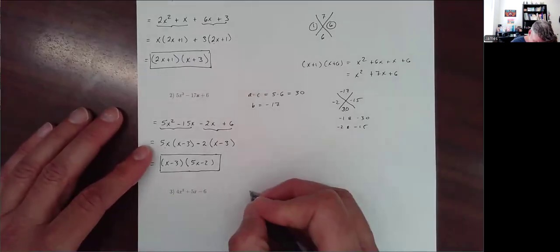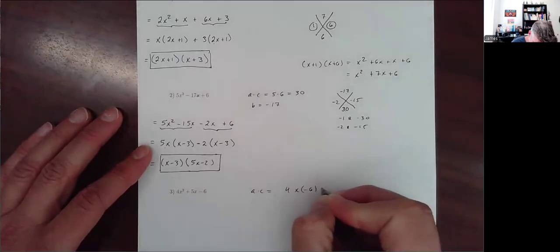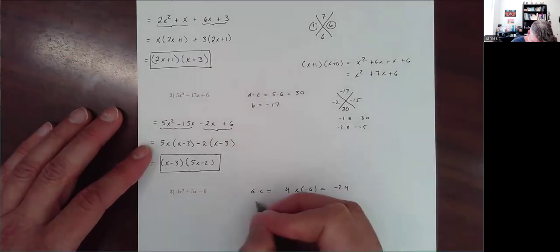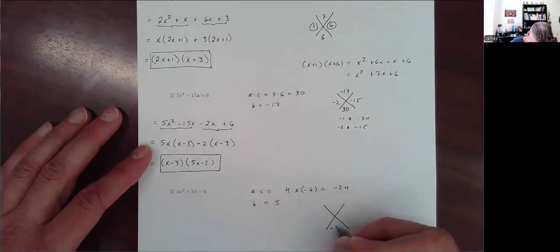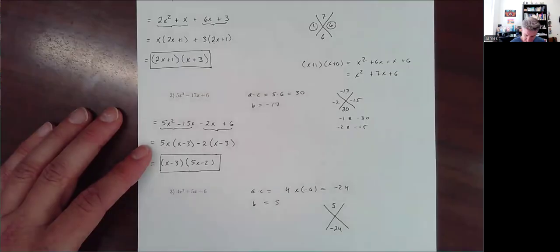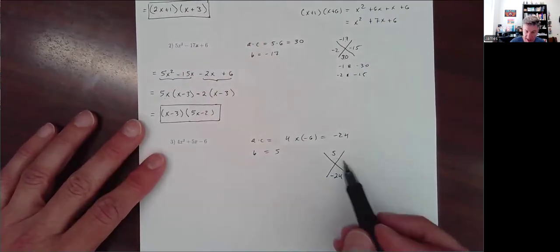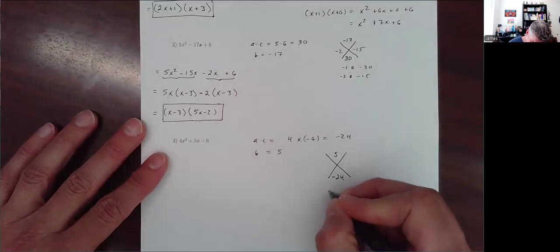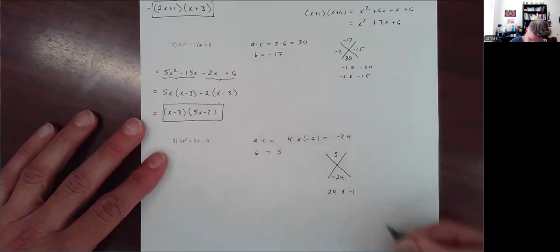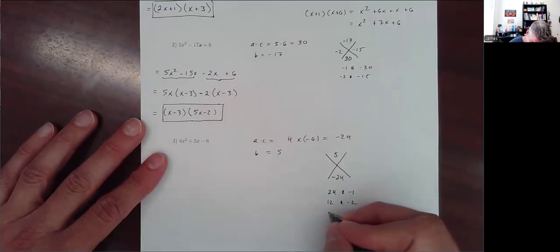Same idea here. A times c is 4 times negative 6, which is negative 24, and b is 5. So we're looking for numbers that multiply to negative 24 and add up to 5. Numbers that multiply to a negative, you have to have one positive and one negative. And if they're adding up to a positive, the positive one should be larger. So we're thinking something like 24 and negative 1. Nope, that adds up to 23. Or 12 and negative 2. That adds up to 10. Or 8 and negative 3. That adds up to 5.